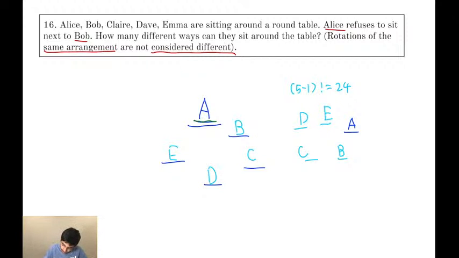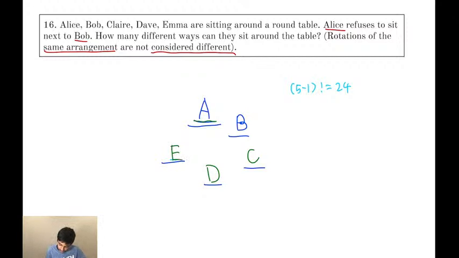Okay, so now back to the original problem. Alice cannot sit next to Bob. So what if Alice does sit next to Bob? If Alice does sit next to Bob, then it'd be something like this, where Alice is there and Bob is there. So how many ways are there in this case that I just drew? Claire, Dave, and Emma could go here.